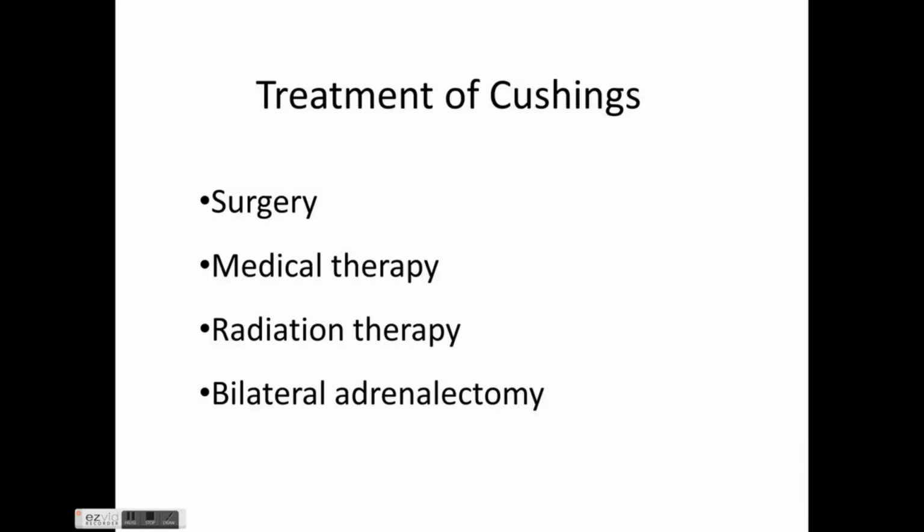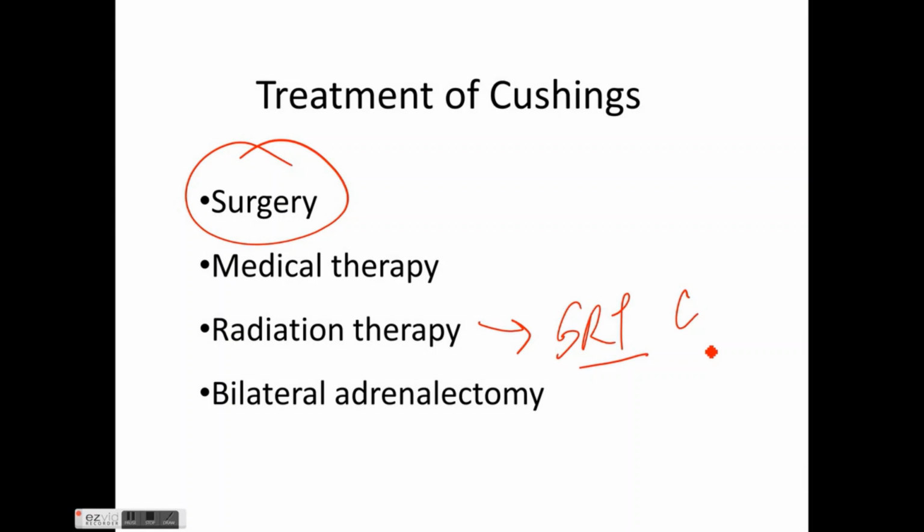Now, treatment of Cushing's disease is primarily surgical, and the adenoma needs to be evacuated. The second line therapy is medical therapy or radiation therapy. Finally, we have the bilateral adrenalectomy. In the radiation therapy, we have the conventional radiation as well as stereotactic radiotherapy, such as gamma knife radiosurgery.